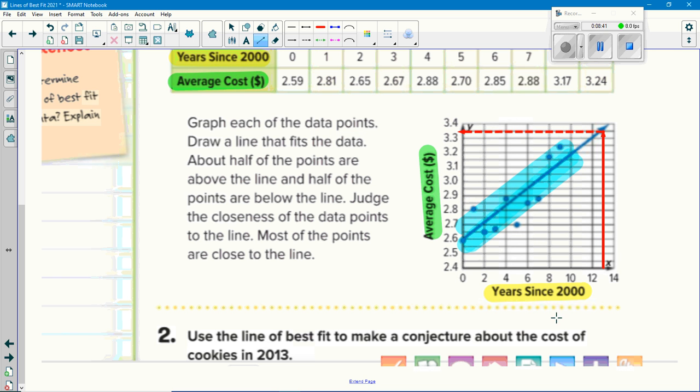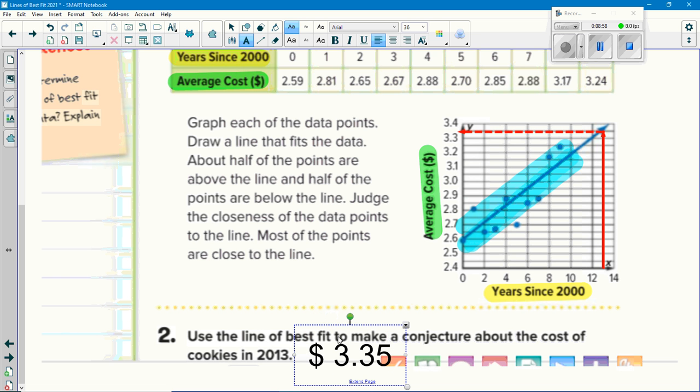So based on this, our conjecture, notice it's a conjecture, it's not stone cold fact, it's just an idea, is that in 2013 the average price of chocolate chip cookies should be somewhere around $3.35 a pound, based on this information. It gives us an idea. It's a projection, really. And this kind of stuff happens all the time. Collecting data to make predictions happens big time on a daily basis in stocks and bonds and things like that. Let's take a look at another example and we'll actually do the work.